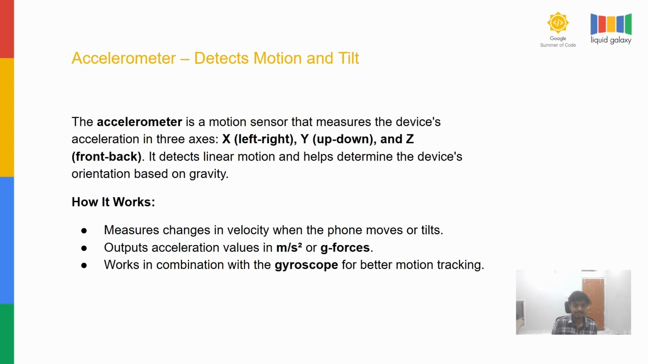So let's deep dive into our first sensor, the accelerometer. What it detects: motion and tilt. The accelerometer is a motion sensor that measures device acceleration in three axes, X, Y, and Z. It detects linear motion and helps determine the device orientation based on gravity. How it works: it measures changes in velocity when the phone moves or tilts, outputs acceleration values in meters per second squared or g-forces, and works in combination with the gyroscope for better motion tracking.